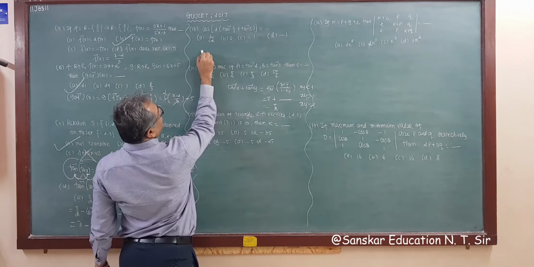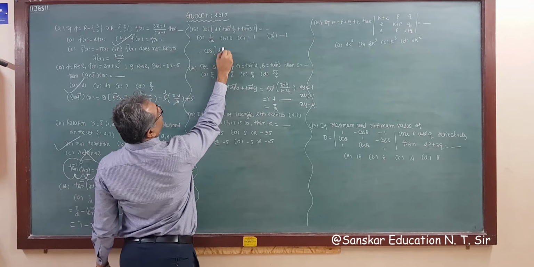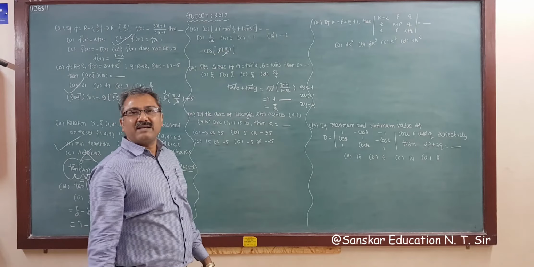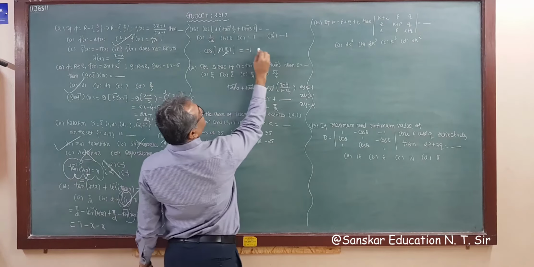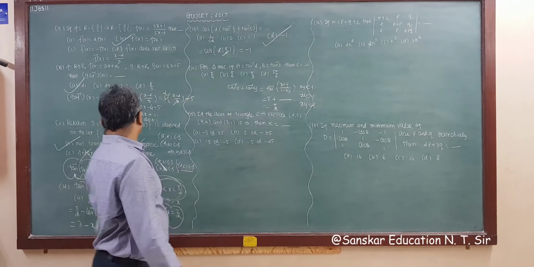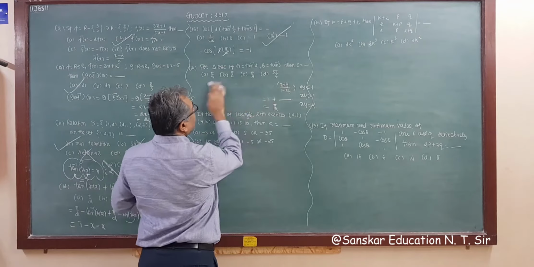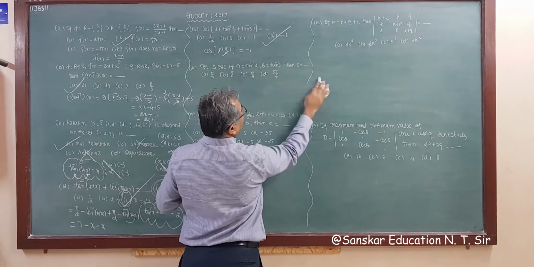So what is your answer? This is cos 2 into pi by 2, that is cos pi. And cos pi is minus 1. So minus 1 is your correct answer. Right? So you have to solve like this for competitive exams.